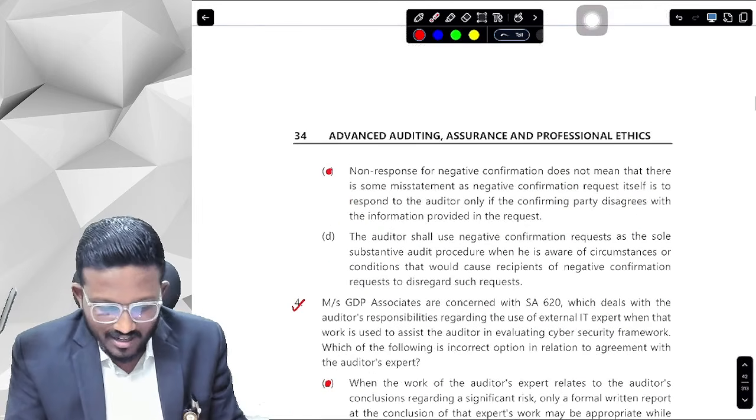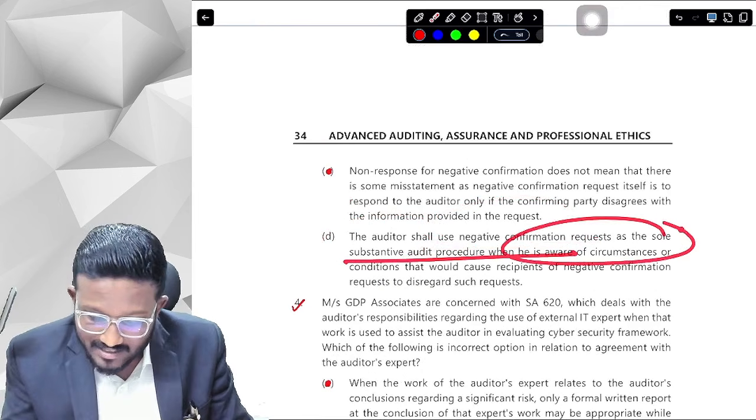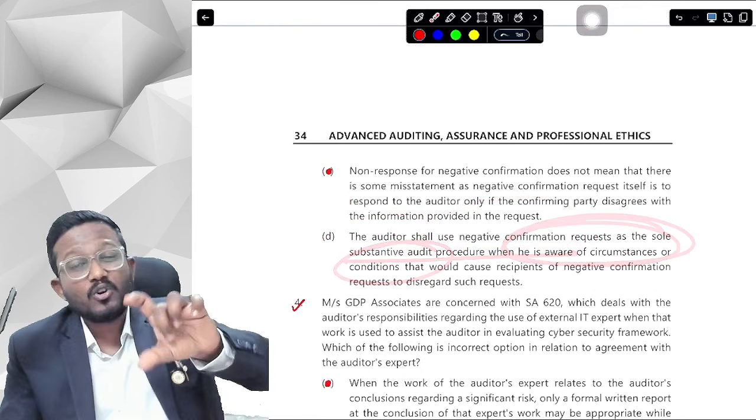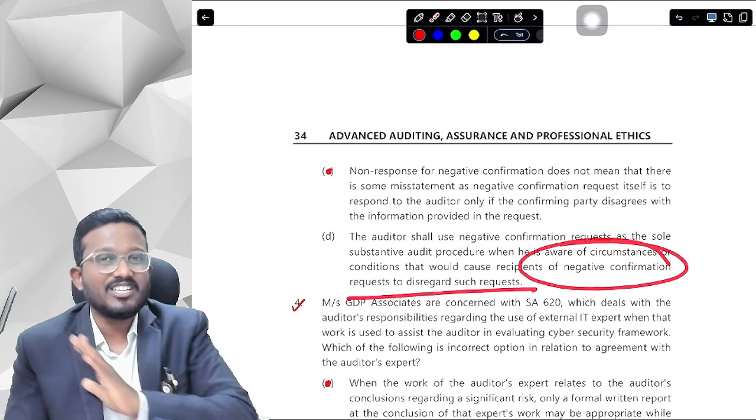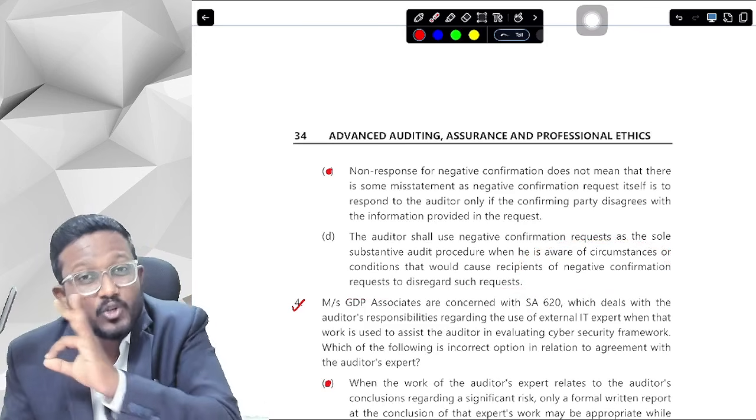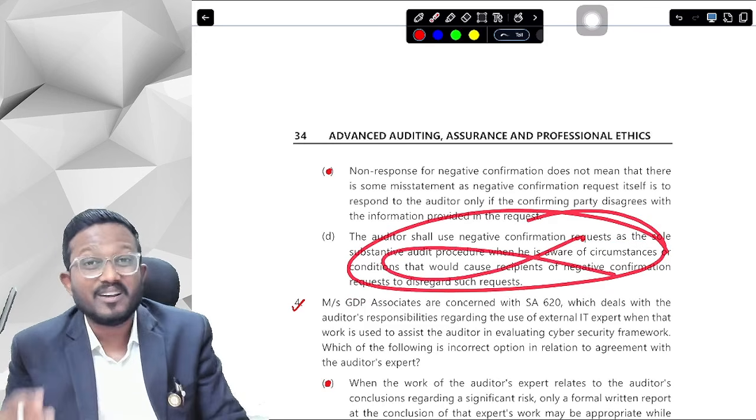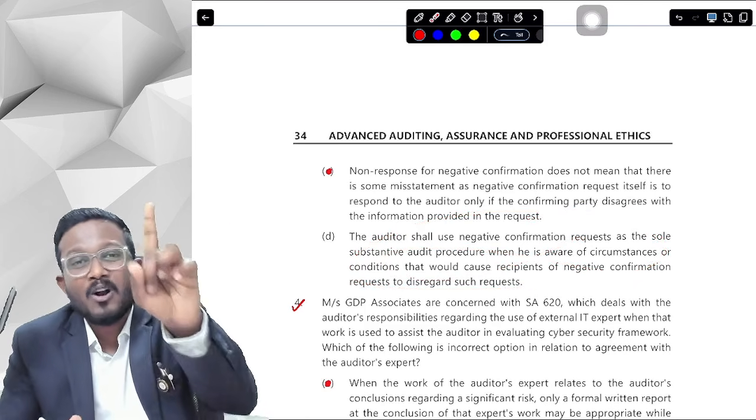Next is, what, sir? The auditor shall use negative confirmation request as a sole substantive procedure when he is aware of circumstances or conditions that would cause the recipients to disregard such request. No, sir. If we have to use it as a sole substantive procedure, then we should not be aware of any circumstances. "Not" is missing over here. So here you see in all the 3 options, the word "not" is missing.